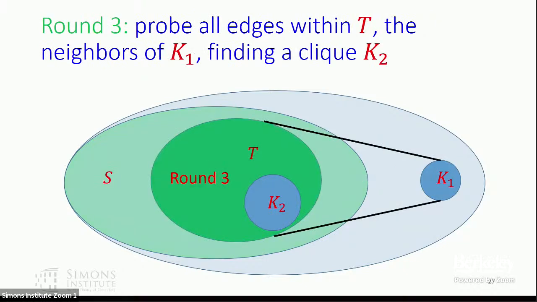In the output of the second round, you discover the set T, all the vertices which are neighbors of all of K1. And then in the third round, you ask about all edges inside T and find the maximum clique there, which is K2. And you return the union of the two. So it's also this maximum neighborhood paradigm, where in round 3, you find the maximum clique in T.